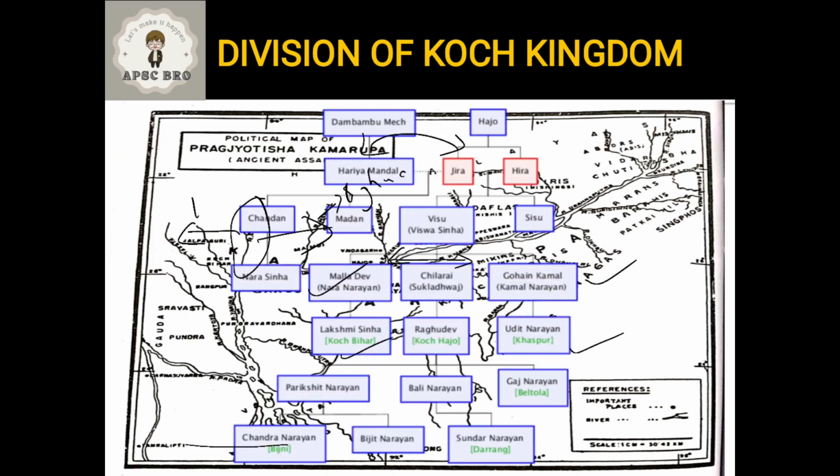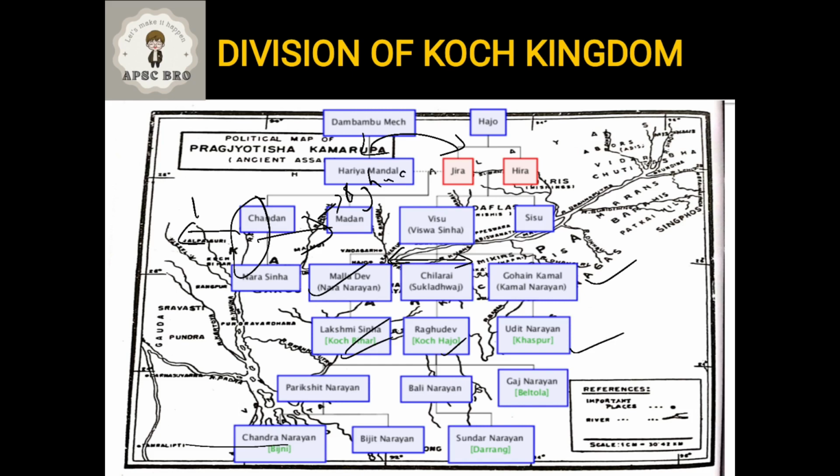You can see here, Kush Bihar by Lakshmi Singha, Kush Hazu by Raghudeva. Udit Narayan was the son of Guhai Kamal. You remember Guhai Kamal? He was the independent ruler of the Khaspur area, that is the Silchar area. His son Udit Narayan started to rule in that area.